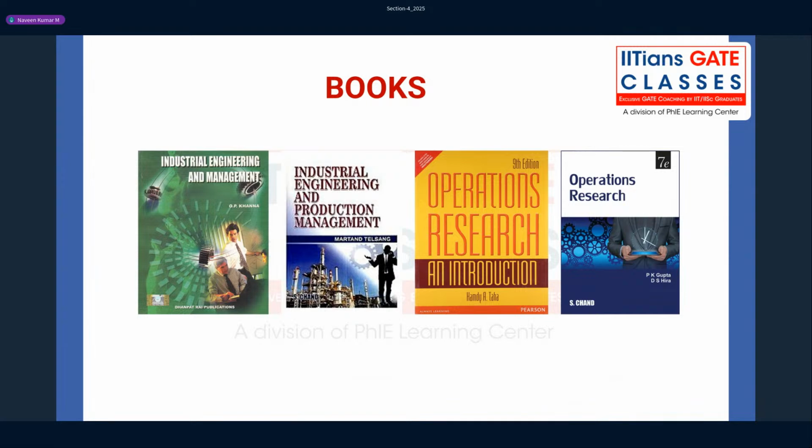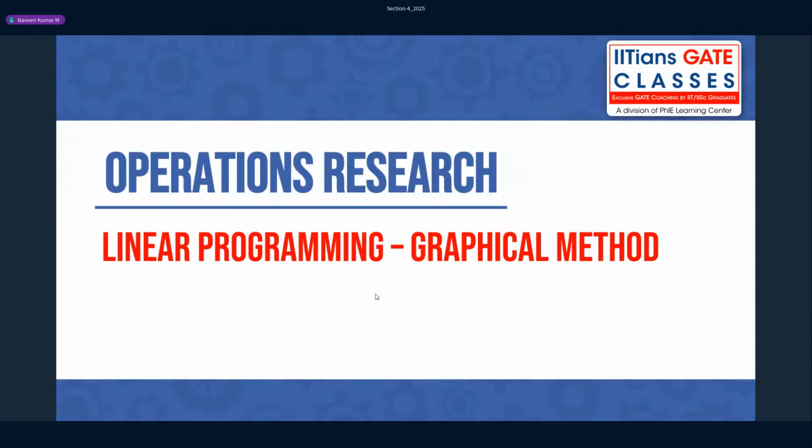And we can go ahead with the slides. After the session we will be able to provide the slides, so you can easily go through them and practice the questions. Okay. And today, as I told, we'll be discussing the linear programming problem, and that too we'll concentrate on the graphical method.